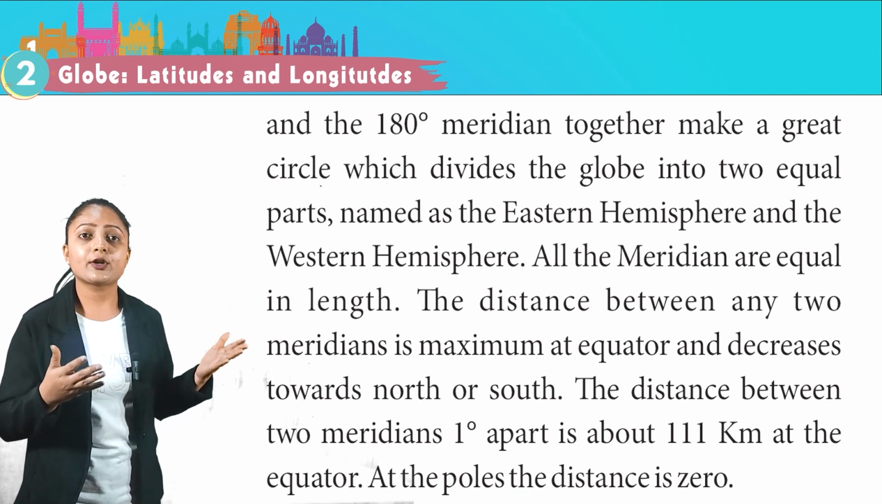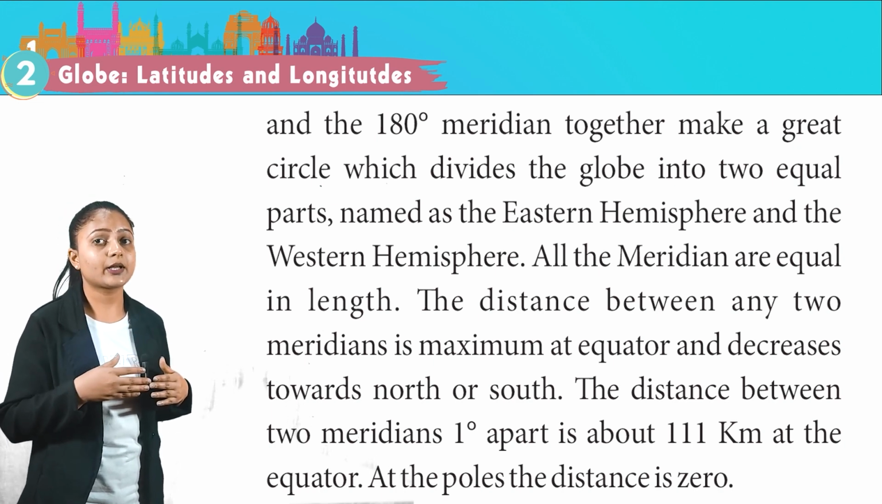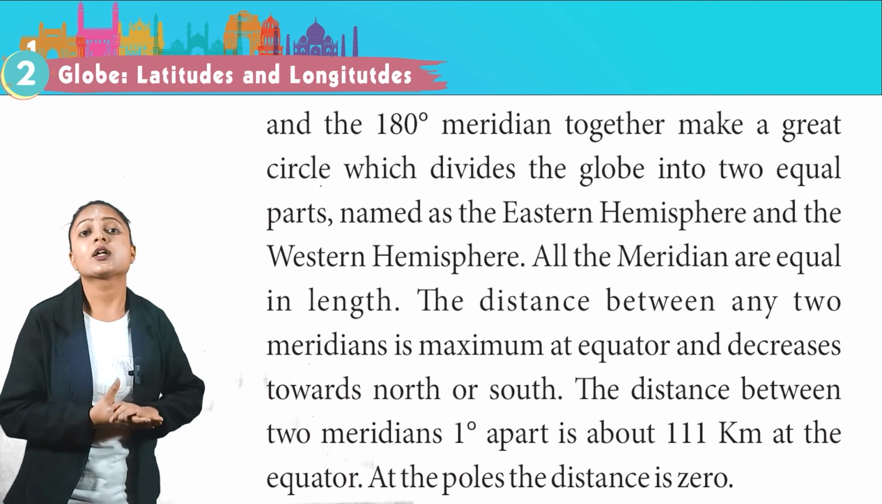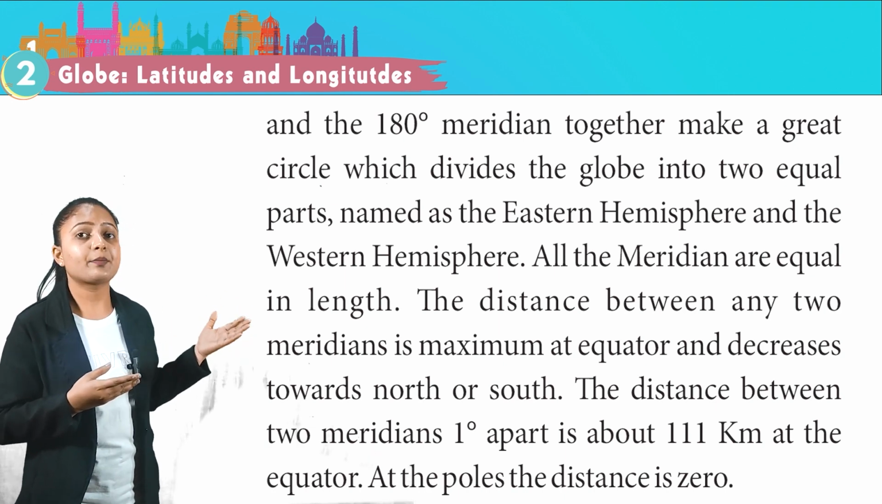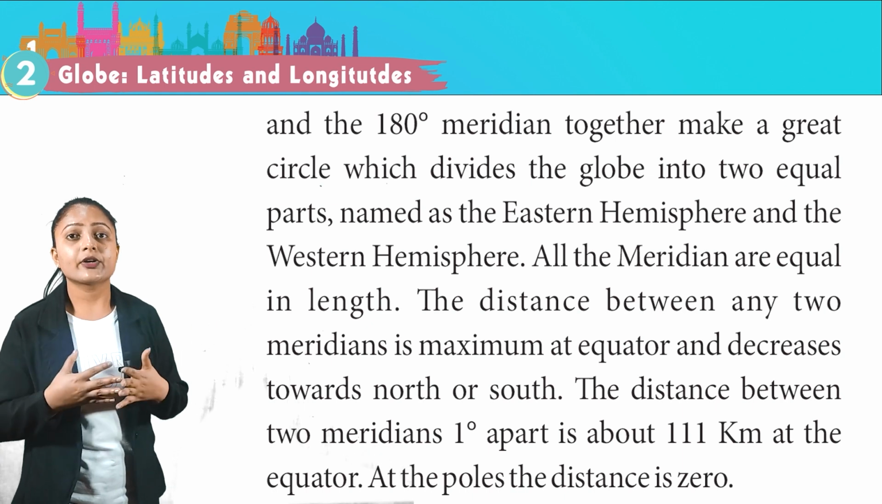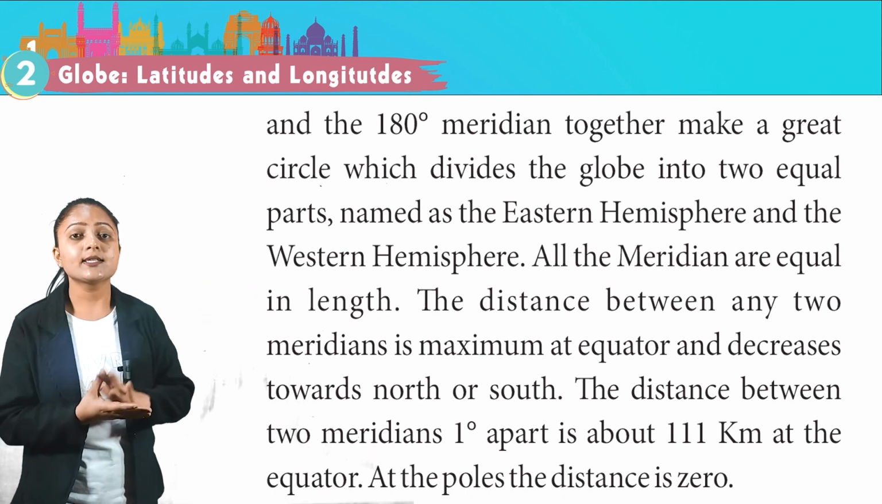All the meridians are equal in length. The distance between any two meridians is maximum at the equator and decreases towards north or south. The distance between two meridians 1 degree apart is about 111 km at the equator. At the poles, the distance is 0.